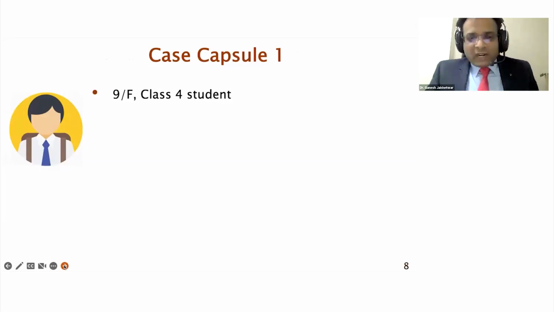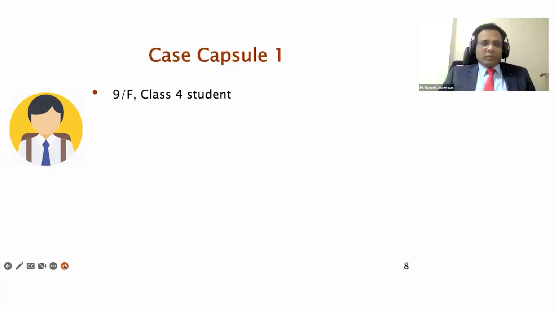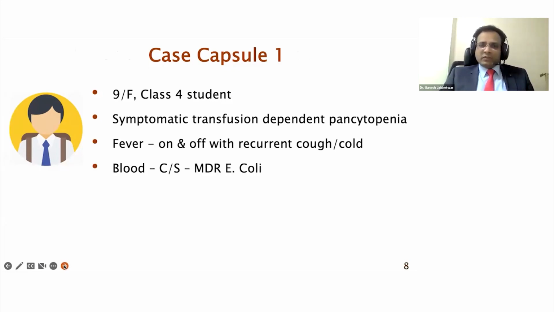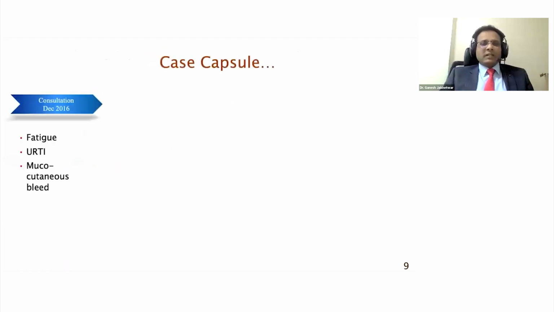So before I start the journey of bone marrow transplant, I'll kickstart with a case. This is a 9-year-old girl, whom I had seen in 2016. She's a class 4 student. She presents with severe symptomatic pancytopenia with fever, bleeding, and severe anemia.